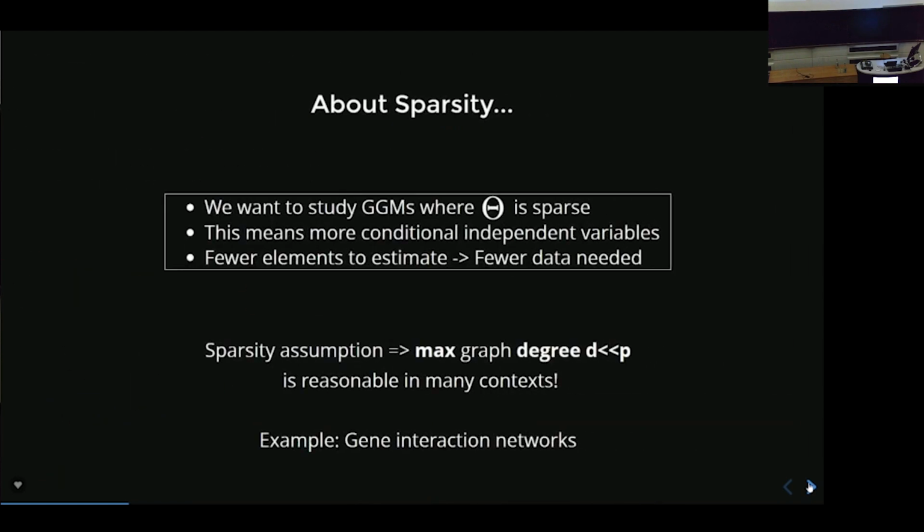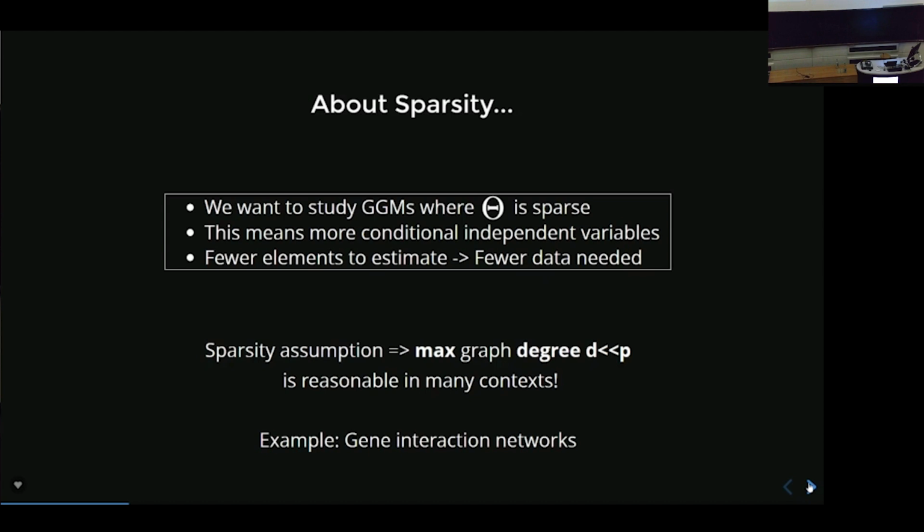The case can be more complicated. I might not know in which order, for example, that walk was taken. I might infer that also. So, about sparsity. We want to study a Gaussian graphical model where the precision matrix is sparse. And this means that when there's sparsity, there will be more conditional independence between our variables. This is our assumption. We want to study this kind of problem. And having to estimate fewer elements of a matrix means that we potentially need less data.